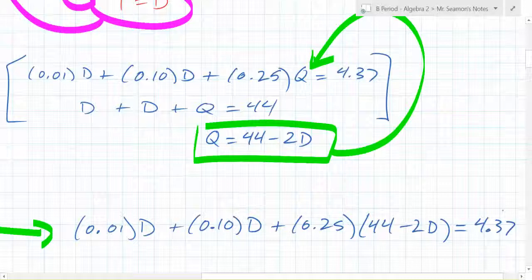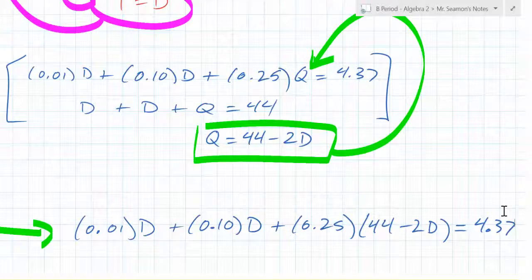4.37. How many equations now do I have? 1. How many variables? 1. Can we solve for that variable now? Yeah, you sure can. What kind of number do you expect to get for D? A non-decimal whole number, right? Because D is the number of dimes, so you shouldn't get like 8.3. Even though theoretically you could cut a dime up, no.